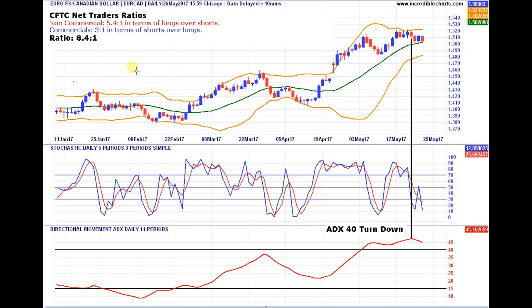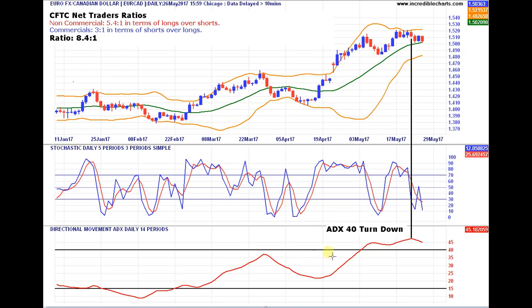I just want to go to the CFTC net traders positions up in the top left. Non-commercials 5.4 to 1 in terms of longs over shorts or bullish bets. Commercials 3.1 in terms of shorts over longs or bearish bets, gives us a ratio of 8.4 to 1, which is one of the bigger divergences on the CFTCs this week. And I did say, yeah, when we look at Euro JPY, there has been a move by the commercials to just generally sell the euro across the board. There are also heavy buyers of the CAD across the board last week on the CFTC net trader, so a nice divergence.